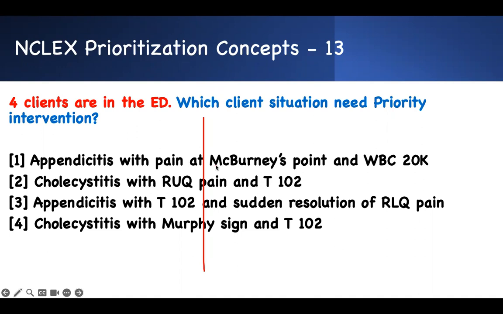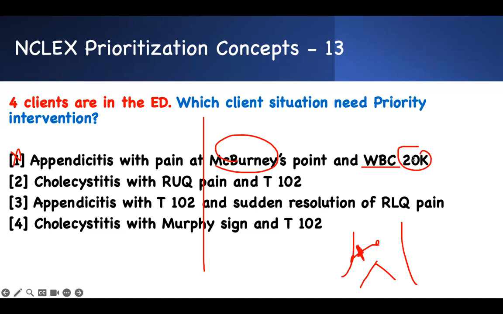And pain at McBurney's point. This is just a trap, okay? This is the belly button. This is the anterior superior iliac spine. This is McBurney's point. You have appendicitis, I should expect you to have pain at McBurney's point. That is the pathophysiology. Don't worry about it. Don't even worry about the white count.